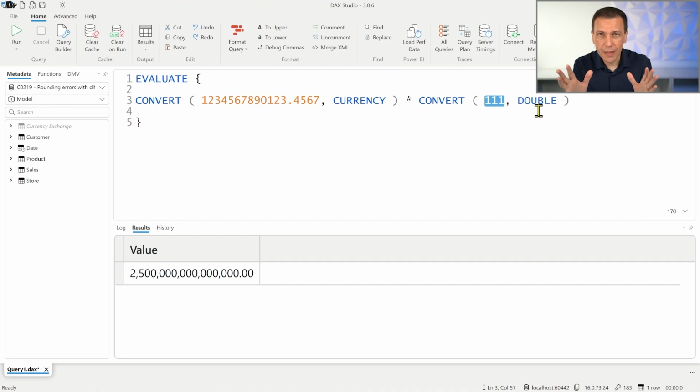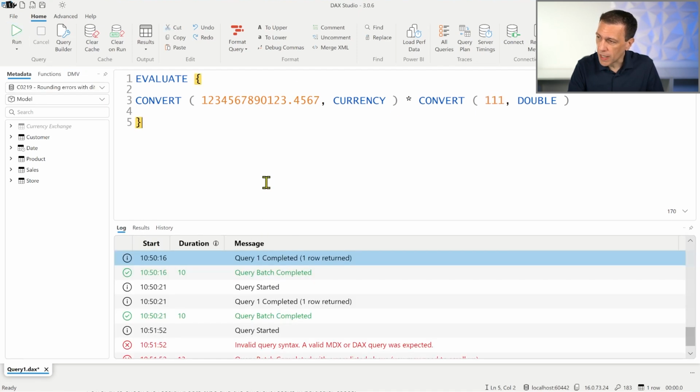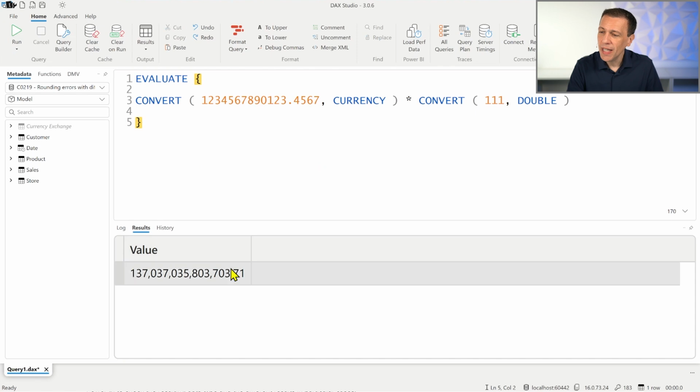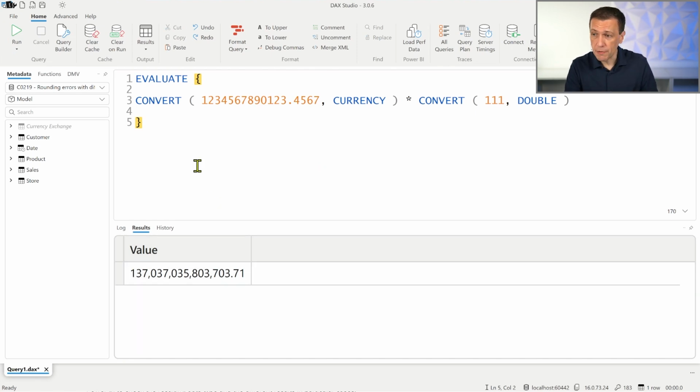Okay, so the result, currency multiplied by double, is a currency. In case we had an overflow, we would get an error. Otherwise, the result is a currency that has the range of values of a currency. So we run this code, and we see the result. Sorry, I run this again. And this is the result. So this is the number we have in the result.